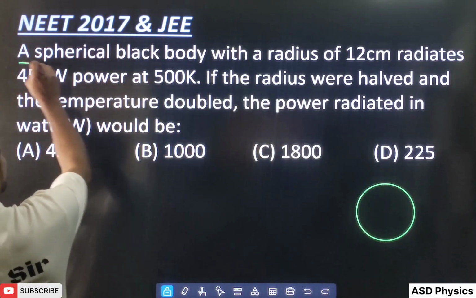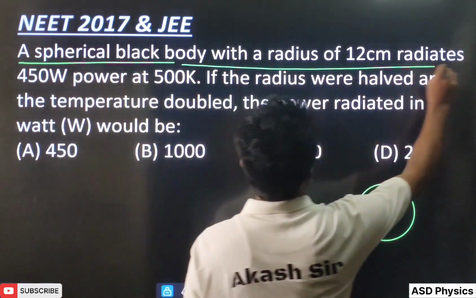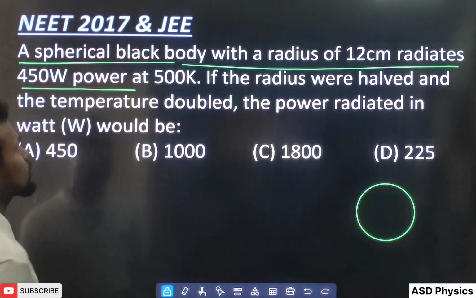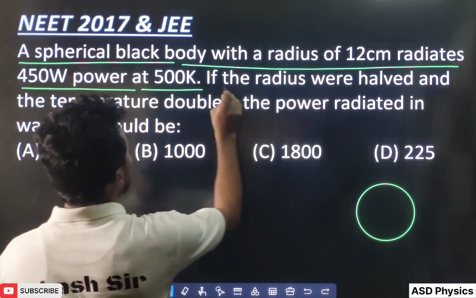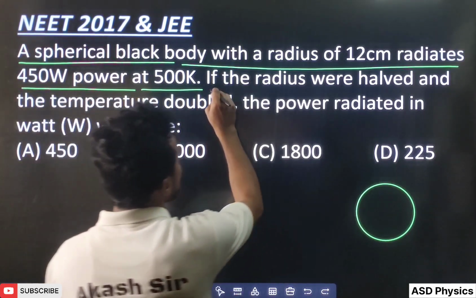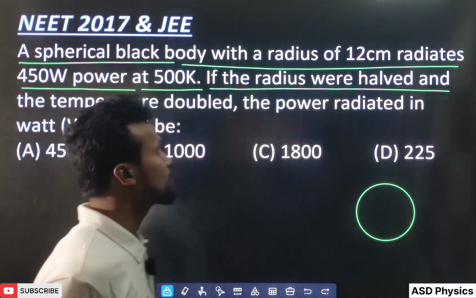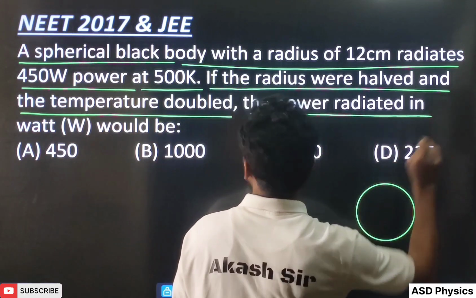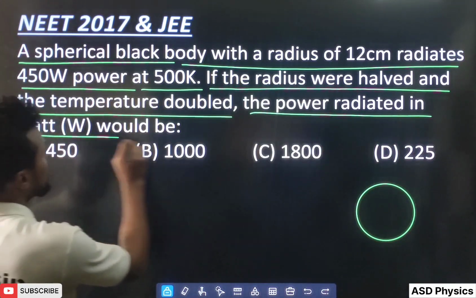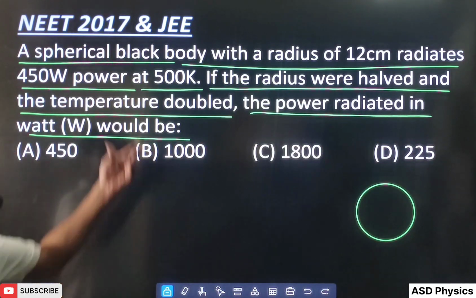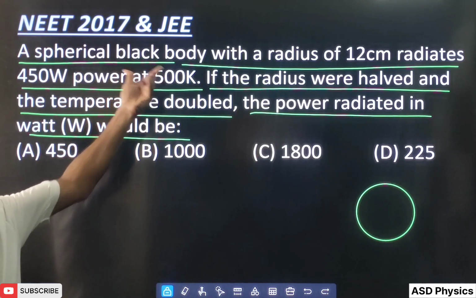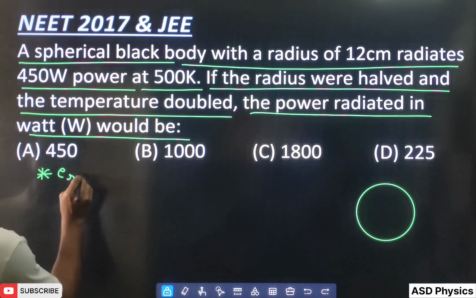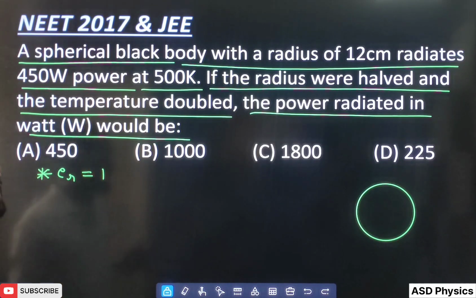The question is, a spherical black body with a radius of 12 centimeter radiates 450 watt power at 500 Kelvin. After that, if the radius were halved and the temperature doubled, then the power radiated in watt would be how much? Remember that here the spherical black body is there, so for a spherical black body, the relative emissivity value is always 1.